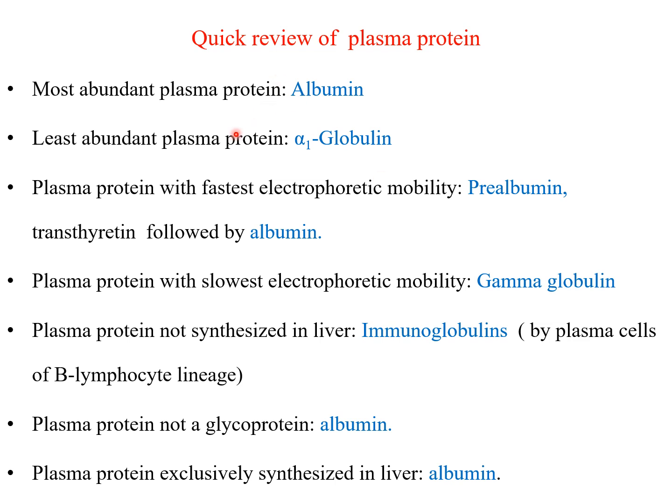Now I have a quick look at the important points regarding the plasma protein. The most abundant plasma protein is albumin, least abundant is alpha-1 globulin. The plasma protein with fastest electrophoretic mobility is pre-albumin, followed by albumin. The plasma protein with the slowest electrophoretic mobility is gamma globulin. The plasma protein not synthesized in the liver is immunoglobulins. The plasma protein that is not a glycoprotein is albumin. The plasma protein exclusively synthesized in the liver is also albumin.